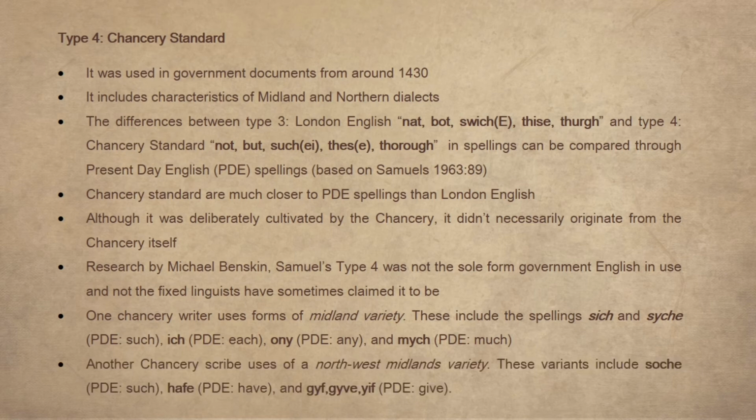Another Chancery scribe used a Northwest Midlands variety. Those variants include SOCHE, in present-day English such, HAFE, in present-day English have, and GYF, GYVE, YIF, in present-day English give.